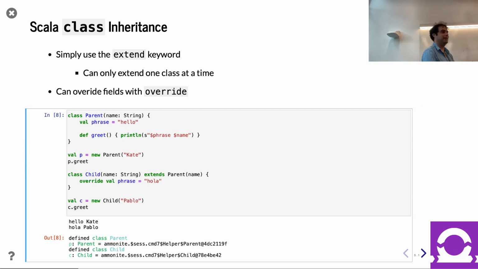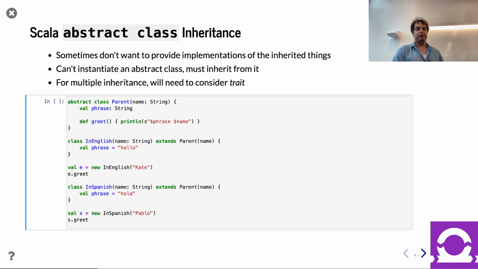No. So Scala only has single inheritance. To do multiple inheritance, you use something called a trait, which we'll cover later today. Yeah, so you'll see an example later today. So that was a conventional class.